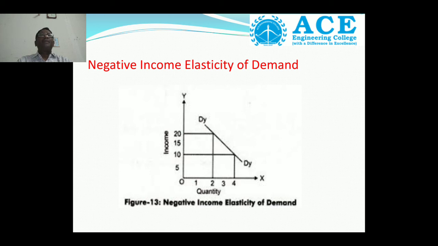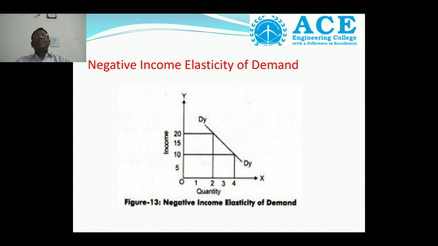Try to remember the curve shapes. Then zero income elasticity is vertical to the y-axis. That means the quantity demanded does not change, even when the income of the consumers changes. Examples are butane, kerosene, oil. These are examples of zero income elasticity of demand.